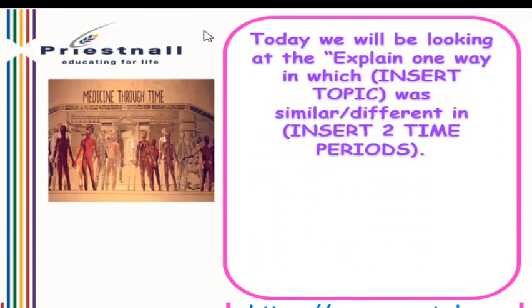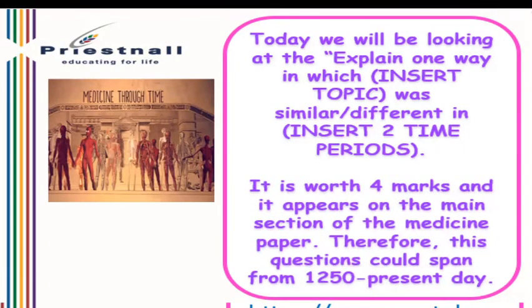So today we're going to be looking at another exam question, and it will be the explain one way in which a topic, you'll be given a topic, was either similar or different. So it won't be both, it'll either be a similarity or a difference and then they will give you two different time periods to compare. So it's only worth 4 marks, this question, and it appears on the main section of the medicine paper.